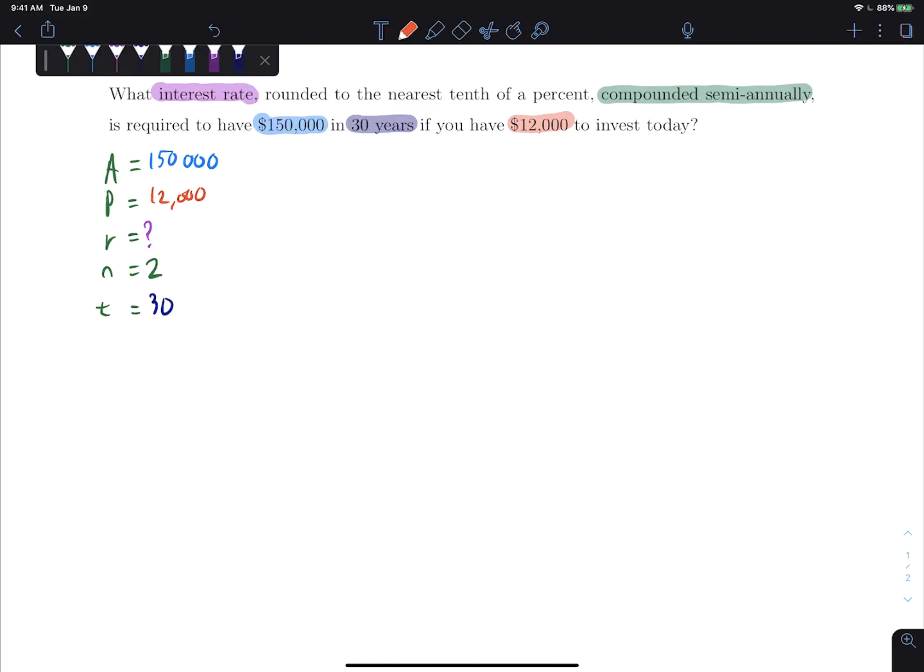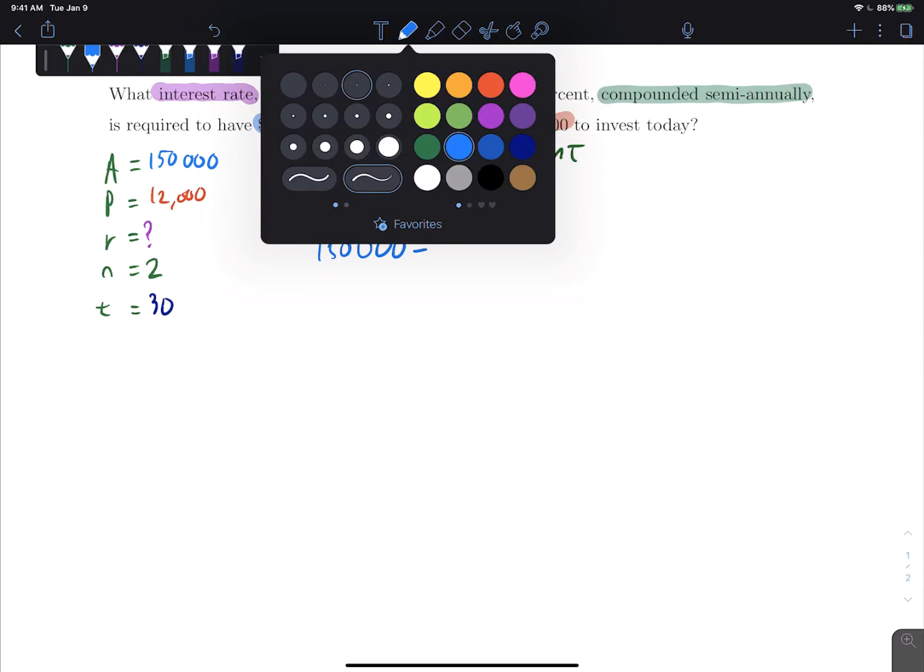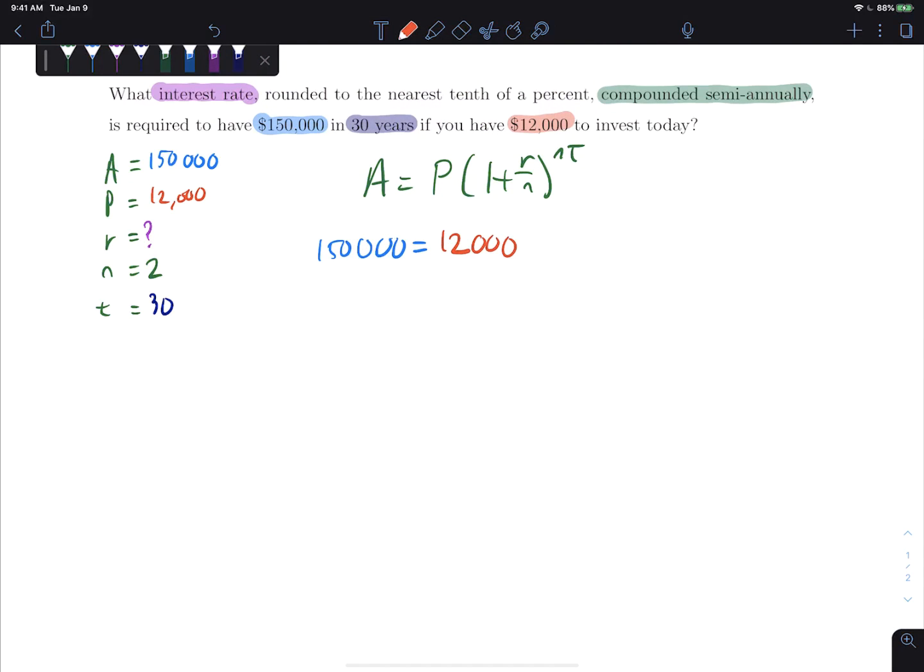So let's plug everything into the formula. The formula in this case is, of course, A equals P times 1 plus R over N to the N times T. Plug everything in. We have 150,000 is equal to 12,000 times 1 plus R, which we don't know, and I'm going to use purple here, over N, which is 2, all to the 2 times T, which is 30.